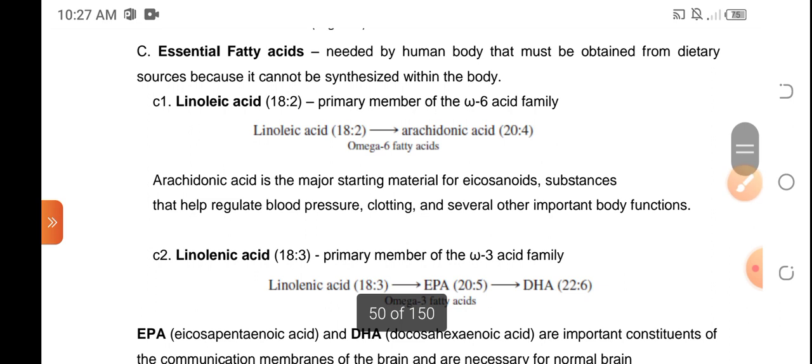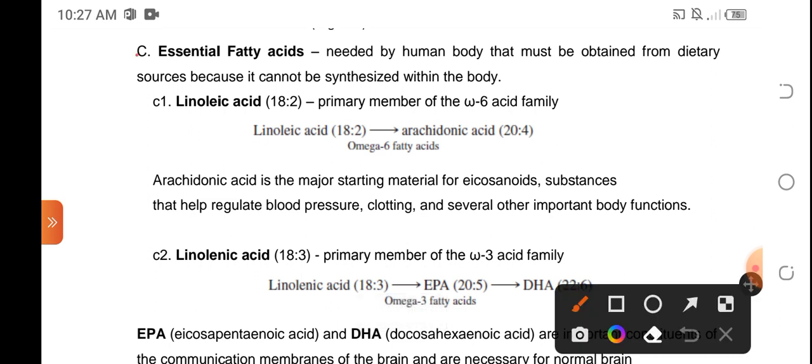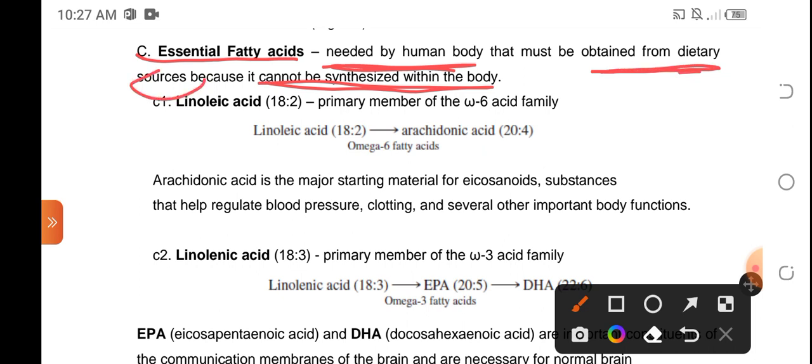Okay, another classification, we have what we call essential fatty acid. When we say essential, these are needed by the human body. However, we cannot synthesize them. So, what we have to do, we have to obtain them through dietary sources. So, kailangan nating ikain para magkaroon tayo because the body could not synthesize them.